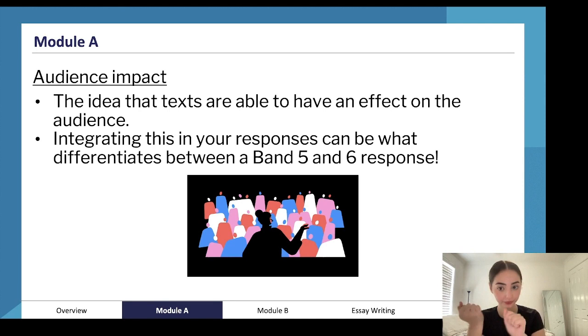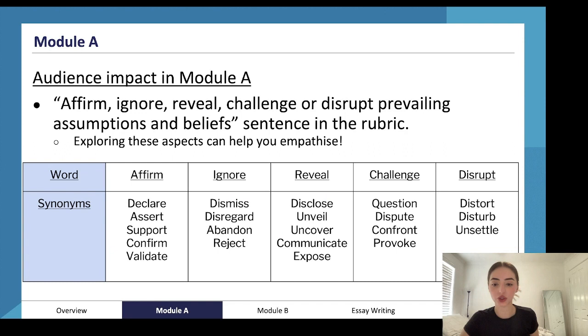Okay, integrating this in your responses can be what differentiates between a band 5 and band 6. Wholeheartedly, I can say that. My students who have gotten band 6s before in English Standard are the students that do this very well. Okay, so this is what I was talking about with the buzzword sheet.